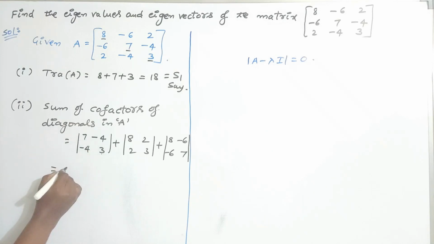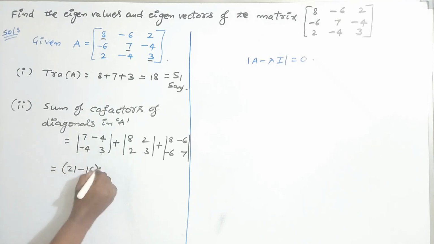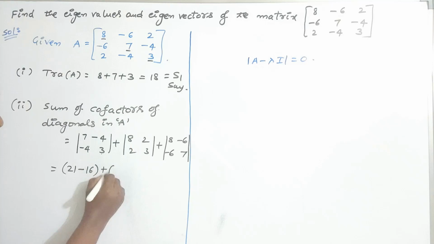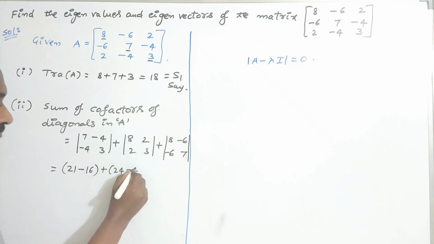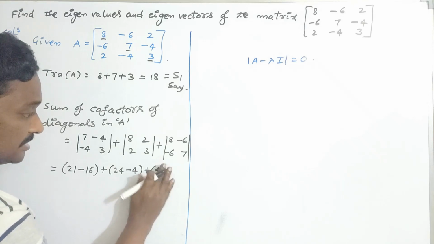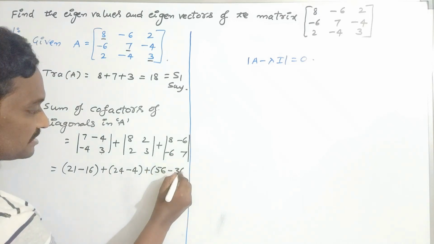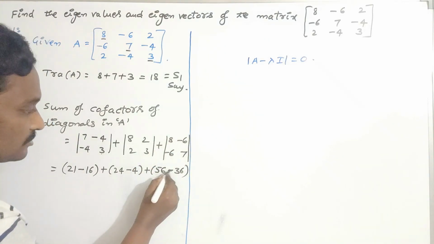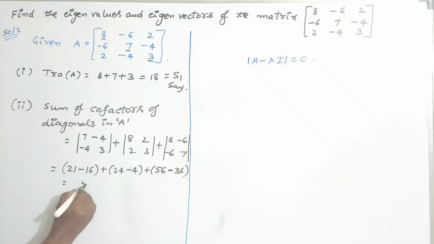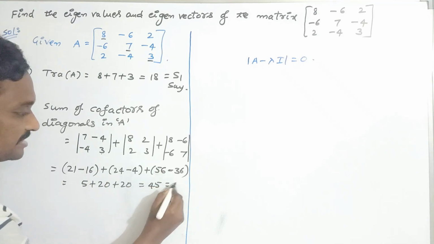So 7 3s are 21, minus into minus into minus, 3 negative signs are there, so you will get negative 16. 4 4s are 16. Plus 8 3s are 24, minus 2 2s are 4. Plus 8 7s are 56, minus 6 6s are 36. Minus into minus is plus, already negative sign is there. So 21 minus 16 is 5, 20, 20, however, it is 45. You can take this as S2.